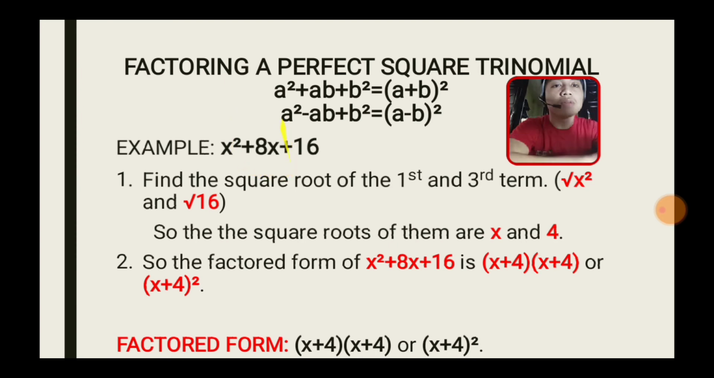Tama lang. So paano naman pag dito? Dito naman madali lang. Square the first and second term. So, x times x is equal to x squared. Then, 4 times 4 is equal to 16. Next, twice the product of the first and second term. So, we have 4 times x is equal to 4x, times 2 is equal to 8x. Tama lang.